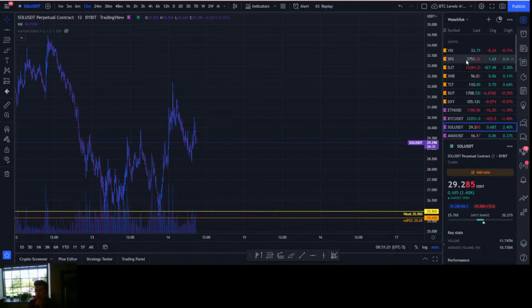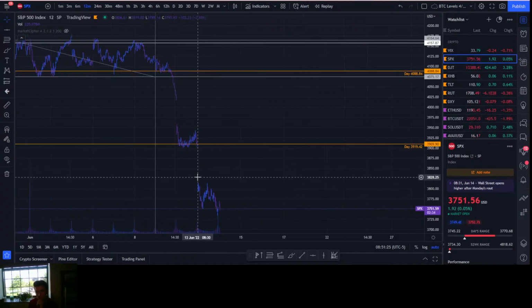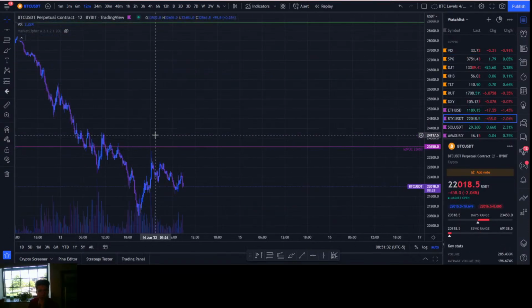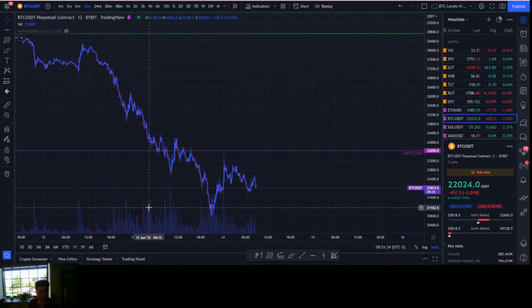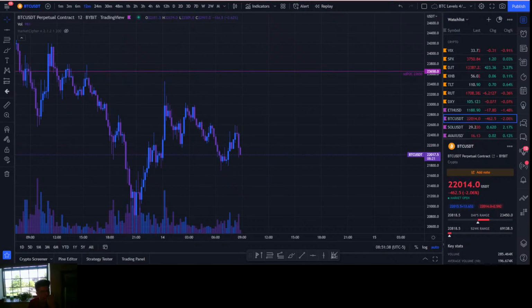Let's see here. The S&P is kind of bullish right now. It'll be interesting what happens tomorrow because Wednesdays are super volatile, so that'll be an interesting trading day.